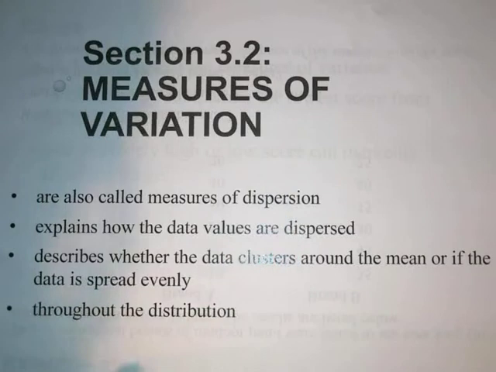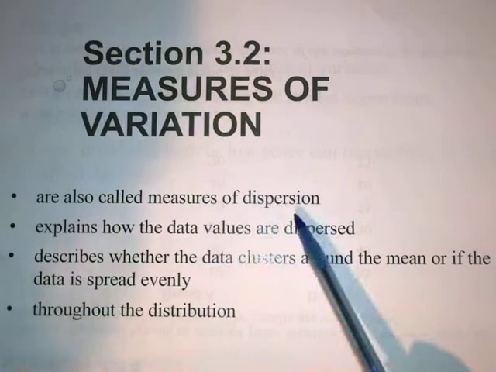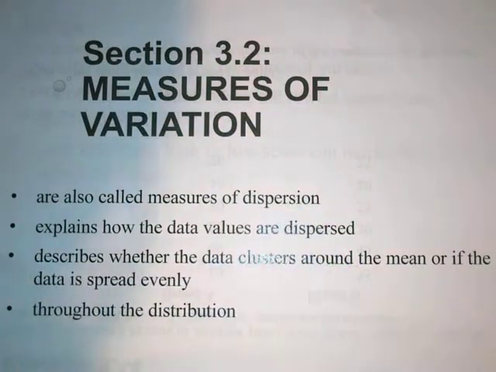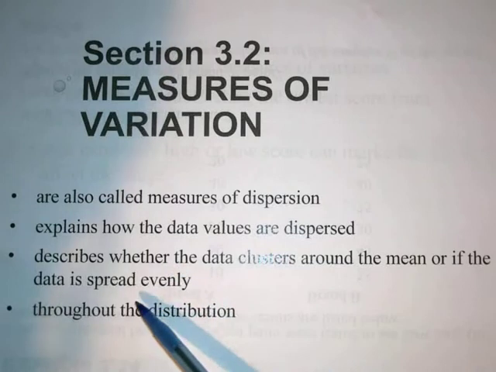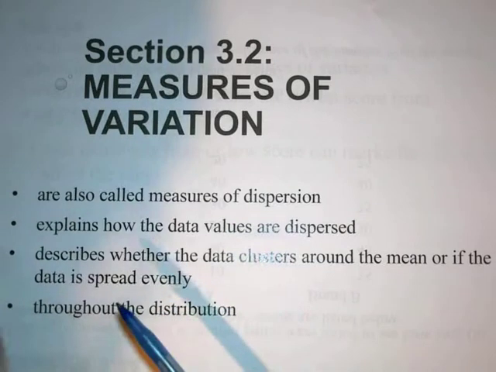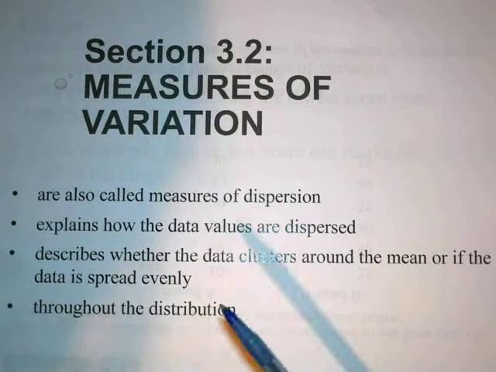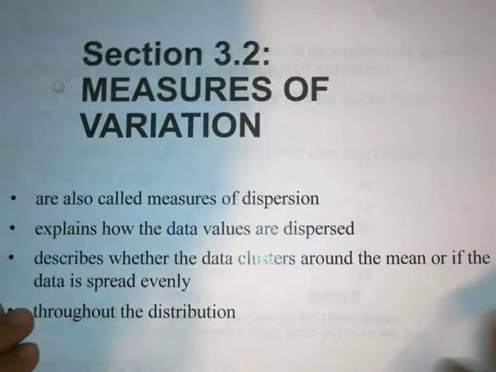So we haven't talked about any measures of variation or how the data are spread out. Sometimes people use the word dispersion for this. I tend to use the word spread. So what is the spread of the data? And these different measures of variation are things that we're going to use to describe whether the data clusters right around the mean, or if the data is spread evenly out throughout the distribution. So I'll explain what I mean by that with some examples.